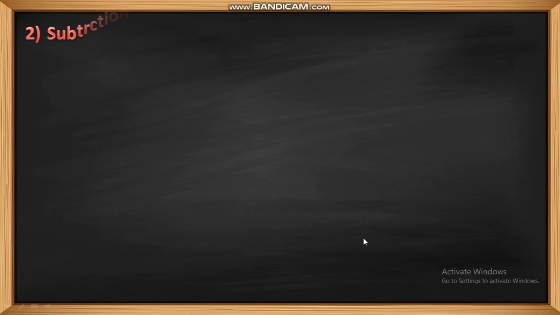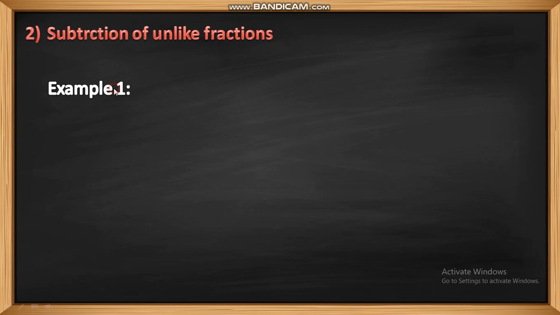Next is the second method: subtraction of unlike fractions. What is an unlike fraction? That is, when the denominators are different, those are unlike fractions. I am giving a question to you. Example 1. Subtract 1 by 2 from 3 by 4.